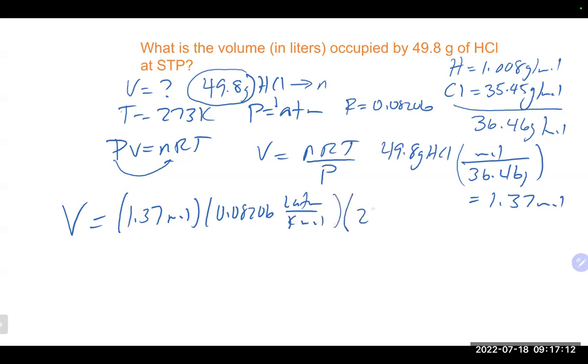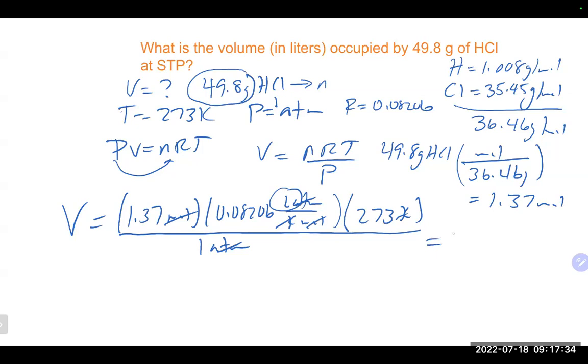And our temperature, which would be 273, all divided by our pressure, which would be 1 atmosphere. Atmospheres cancel, Kelvin cancel, moles cancel, leaves us liters when it's all said and done. We end up with about 30.7 liters here of our guy. Any questions on that there?